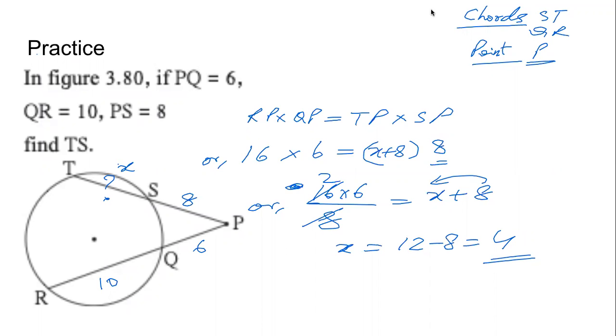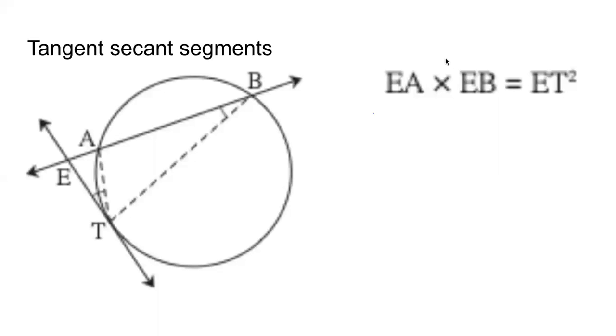Now till now, we have seen what happens when the chords intersect inside the circle, outside the circle, and what happens when there is a secant and a tangent. We have looked at the angles between them. We have looked at the lengths of the segments between them. This part, the theorem of tangent secant segments, I think is very, very similar to external division of chords. Why? I will tell you just now.